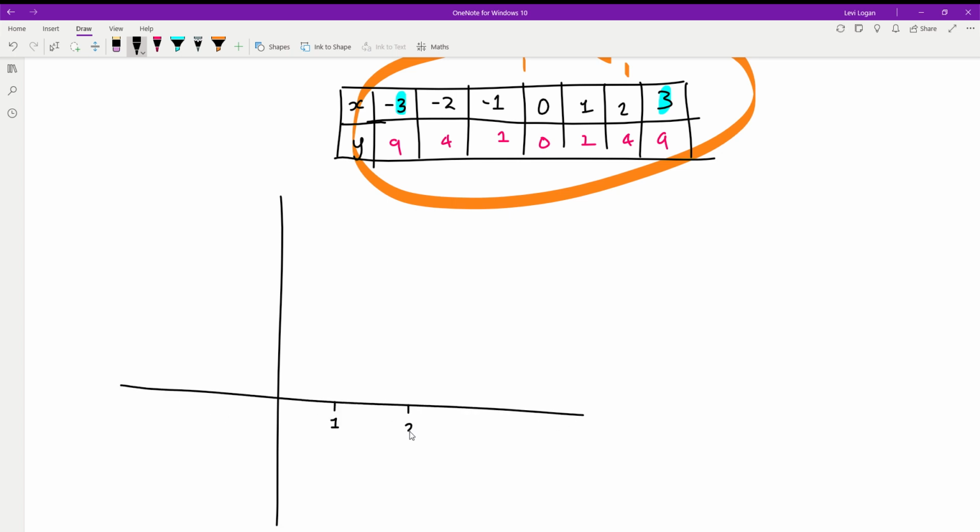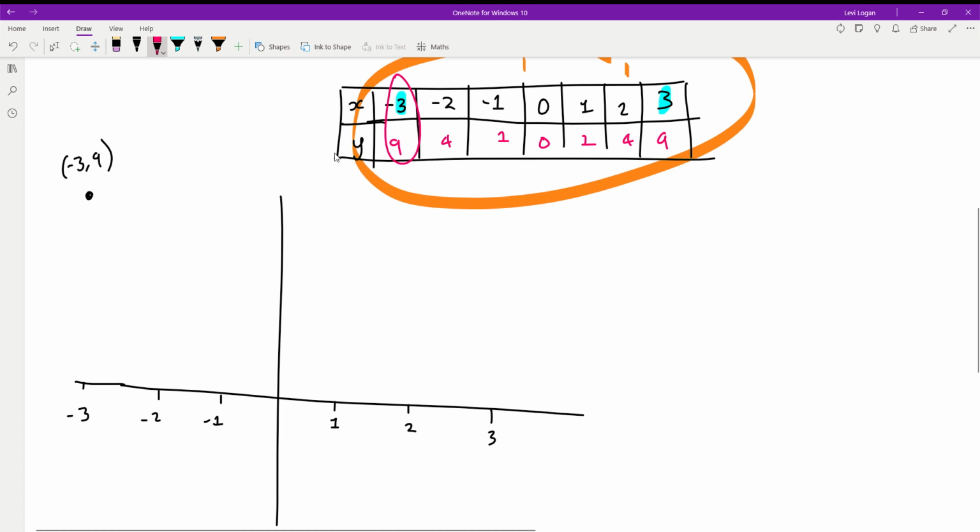So 1, 2, 3, -1, -2, and -3. So we're looking for the point -3, 9. So that's going to be up here. So -3, 9. That is my first coordinate there.